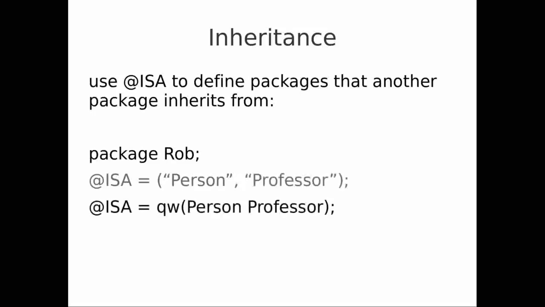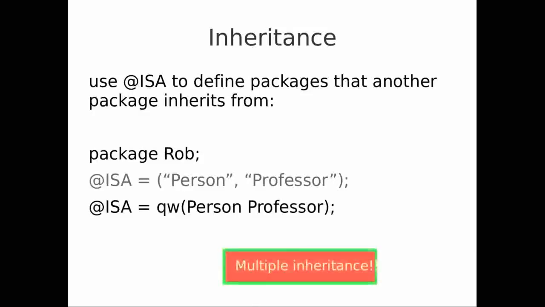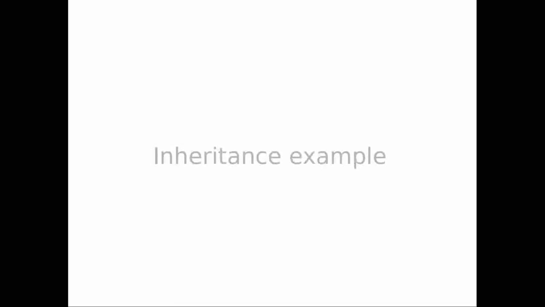In fact, we can use isa to declare Rob inherits from two different classes. This is messy, it's called multiple inheritance. I'm not going to go into the details about this, but there are not many programming languages that really allow multiple inheritance. So let's take a look at an inheritance example.